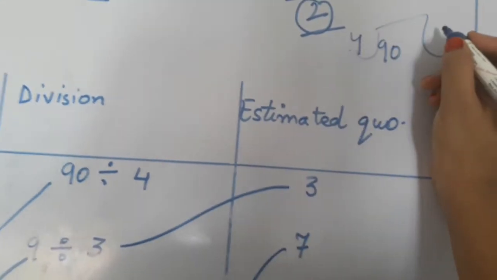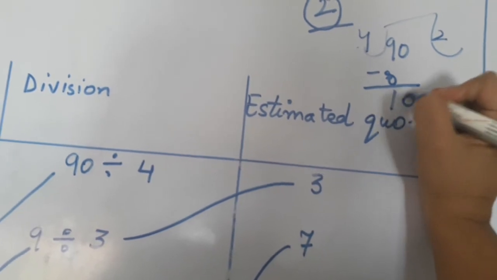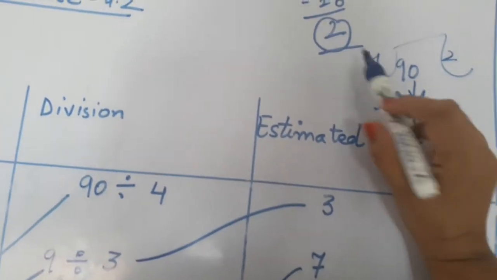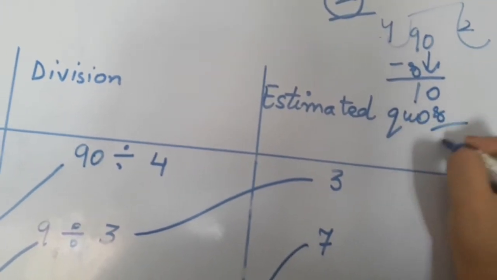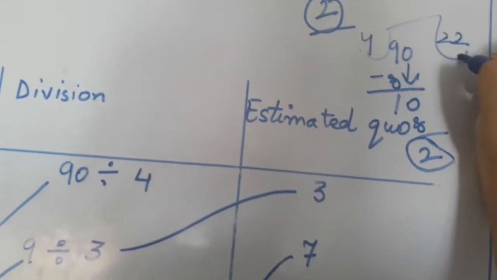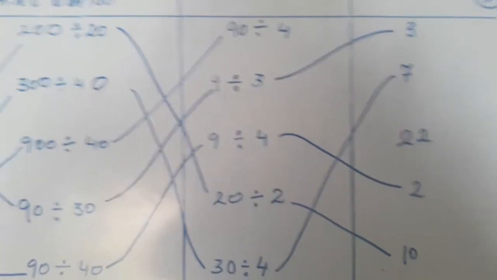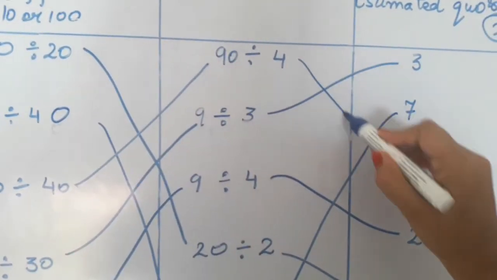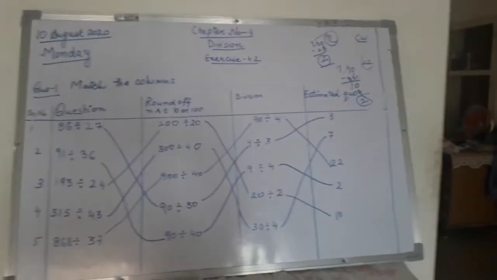And 90 divided by 4 becomes, you can check it from here also by dividing it if you are having confusion. 4 1 is 4, 4 2s are 8, right? Subtract it 1, and now it's the turn of 0. Then 2 2s, again 4 2s are 8. You will again be left with remainder 2, and your big quotient becomes 22. So our estimated quotient becomes 22. So I have matched this with this. Clear, students? Okay, got it?